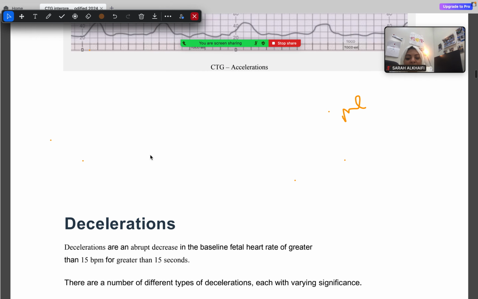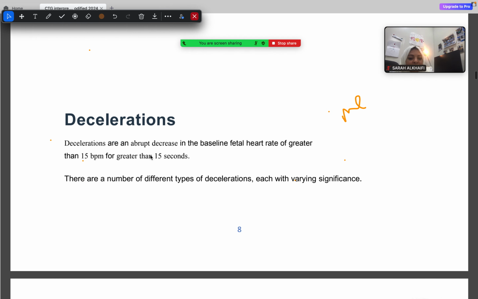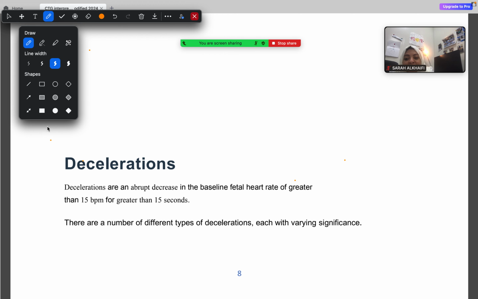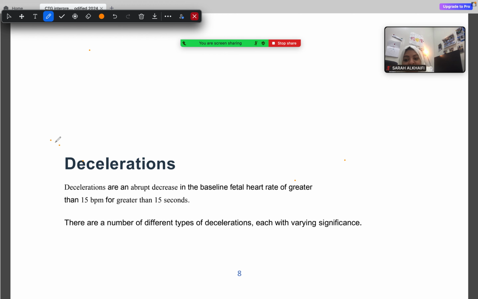Maybe we have another example, maybe we have more examples. But for now, we're going to talk about deceleration. When we talk about deceleration, remember deceleration comes from decrease. It means that there is a decrease in the fetal heart rate from the baseline. And also remember that we have the rule 15 times 15.